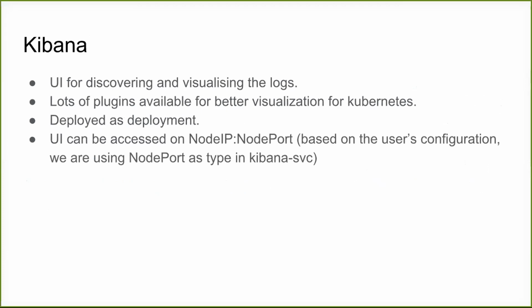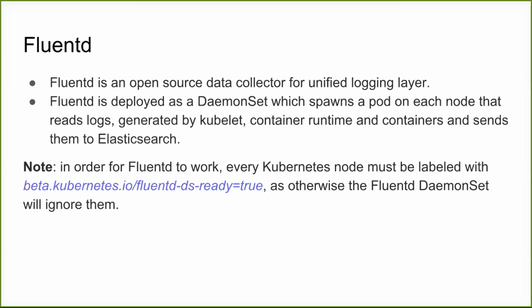One more thing, can we go back? In order for Fluentd to work, we need to set the beta.kubernetes.io/fluentd-ds-ready=true label, so that the data is not ignored by the daemon set. It will be deployed as a daemon set, so that it can collect the logs from all the nodes. Okay. Next slide.